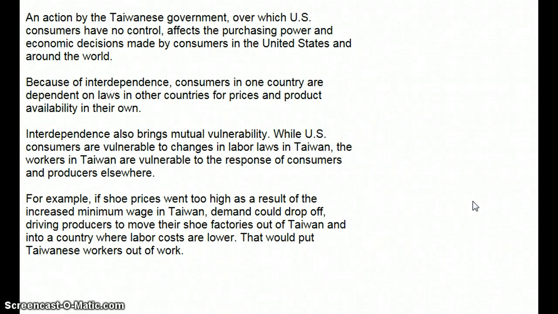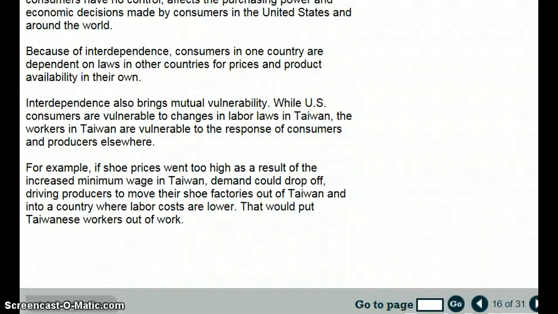Interdependence also brings mutual vulnerability. While U.S. consumers are vulnerable to changes in labor laws in Taiwan, the workers in Taiwan are vulnerable to the response of consumers and producers elsewhere. For example, if shoe prices went too high as a result of the increased minimum wage in Taiwan, demand could drop off, driving producers to move their shoe factories out of Taiwan and into a country where labor costs are lower. That would put Taiwanese workers out of work.